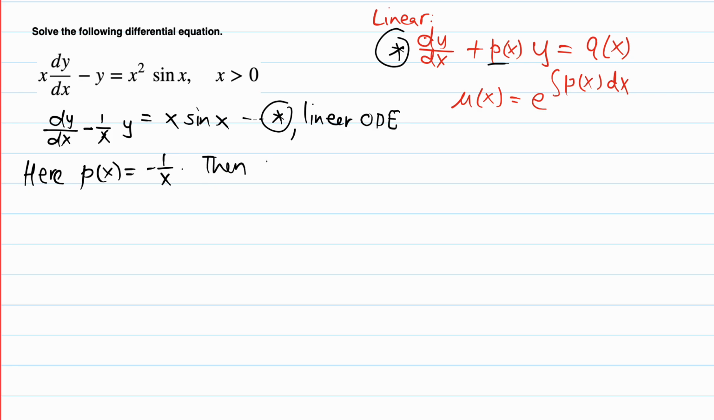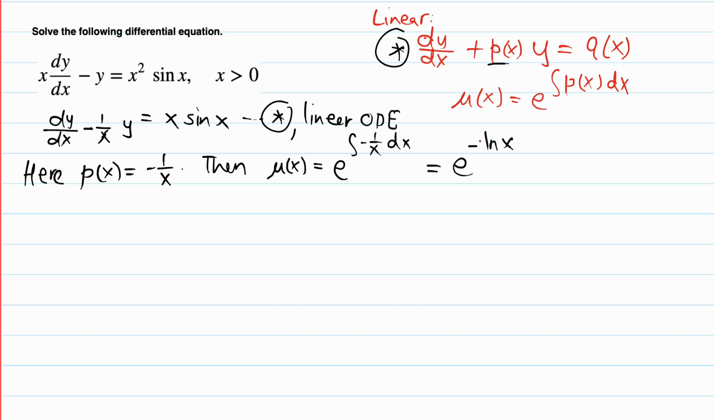Then we can find the integrating factor, which is e raised to the integral of p(x), which is negative 1 over x dx. This negative can be pulled to the front, e raised to negative the integral of 1 over x, which is natural log of absolute x, but x is positive, so we don't need the absolute value, just negative natural log of x. And plus c is also not needed, because we are just trying to find the simplest integrating factor.